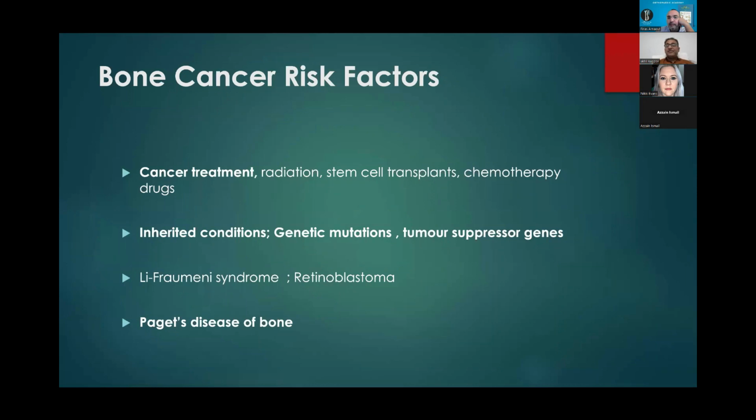Some patients who've had some kind of cancer treatment, like radiation, chemotherapy, or drugs, may also be more susceptible to developing bone tumors. There are certain syndromes and conditions like Li-Fraumeni syndrome or retinoblastoma, which can also have high preponderance of bone tumors. And one particular condition called Paget's disease of the bone also has a high risk of bone tumors.